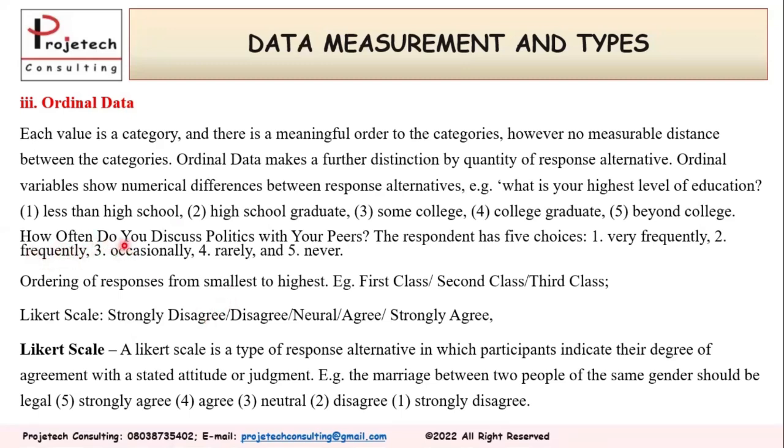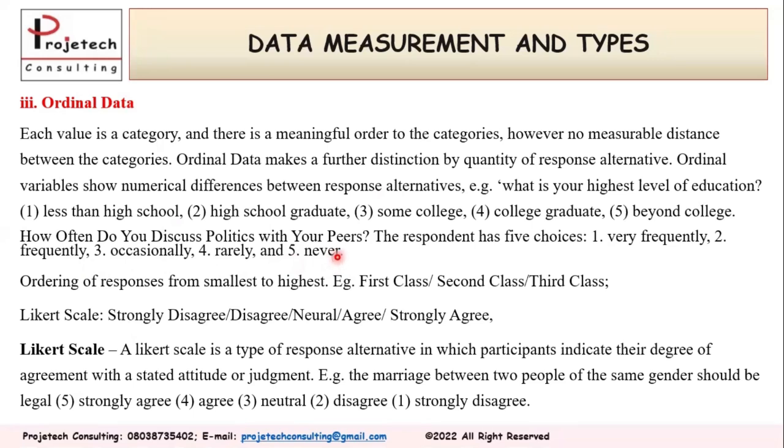For example, how often do you discuss politics with your peers? The respondent has 5 choices: very frequently, occasionally, rarely, or number 5, never. So these are different.